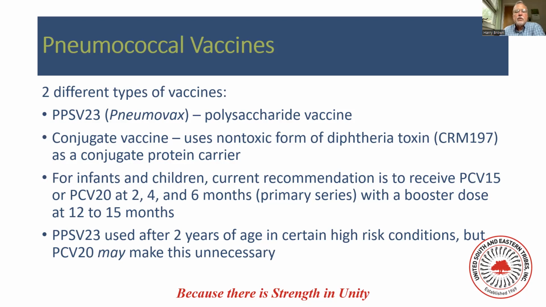So the recommendation for this is you give it at 2, 4, and 6 months with a booster dose around a year to 15 months. The old polysaccharide vaccine is recommended in children after the age of 2. It's not very effective if you give it before 2 years of age. These are kids with certain high-risk conditions, but as the PCV20 gets rolled out and becomes more common, we may not need to do this anymore. So stay tuned on that. Next slide.